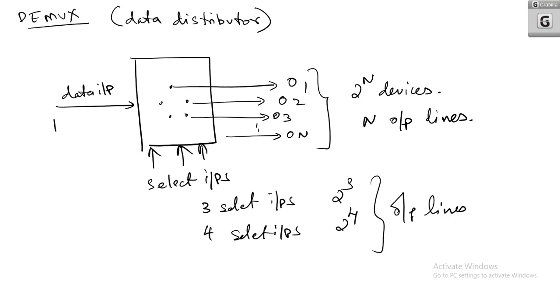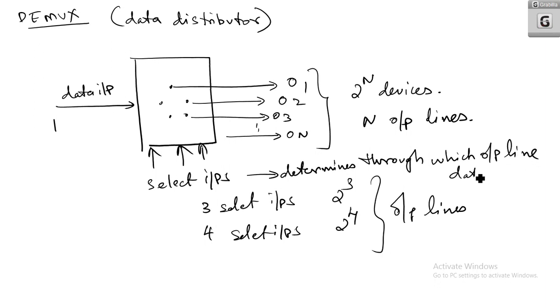Now what is the function of select input? The select input determines through which output line the data input needs to be transmitted. So that is the basic concept of a data distributor or demultiplexer.